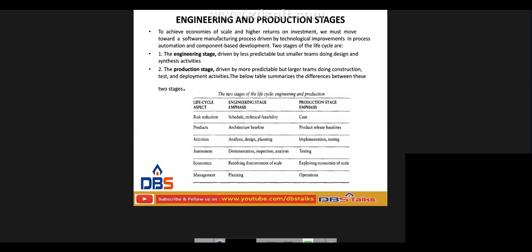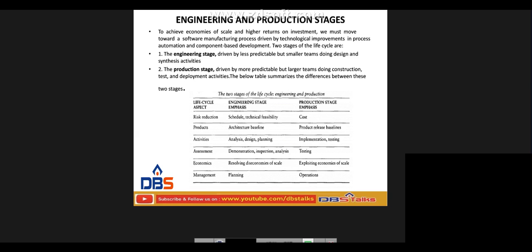The engineering stage is driven by less predictable but smaller teams doing design and synthesis activities. In the engineering stage, smaller teams will be doing a subset of the processes. Going to the production stage, it is driven by more predictable but larger teams doing construction, testing and deployment activities. Okay, in the engineering stage, some of the teams go for design and synthesis activities, and then go for production, where larger teams do the construction, test and deployment activities.